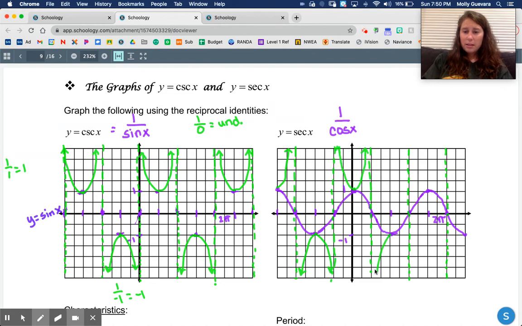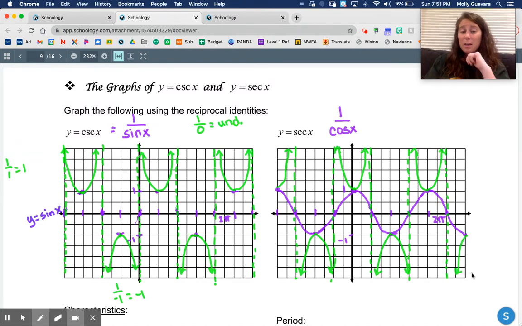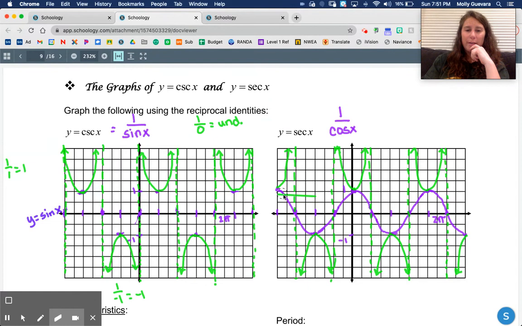And then similar to cosecant, when you are done graphing secant, I would go through and erase cosine so that you just have something that looks like this. And again, you don't have to erase this in your notes, and I would not erase this in your notes. I just want to show you.